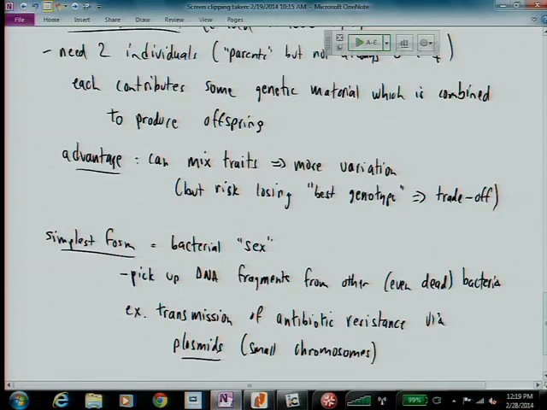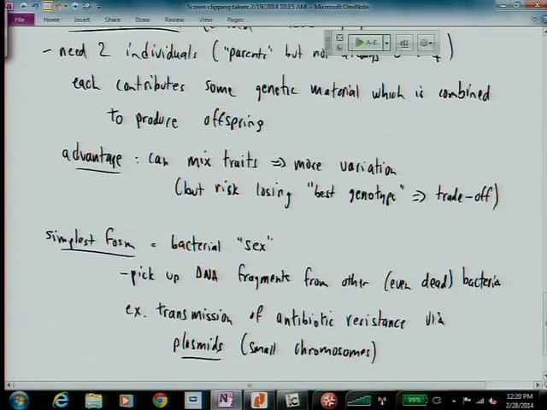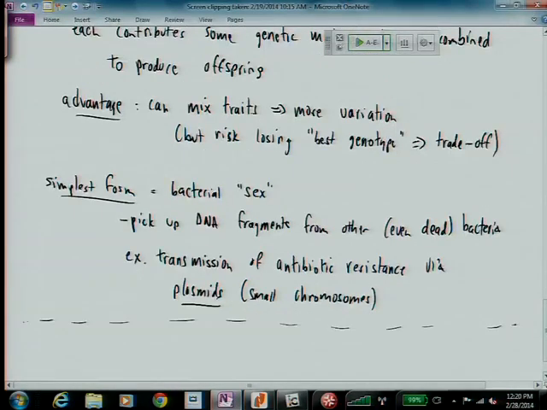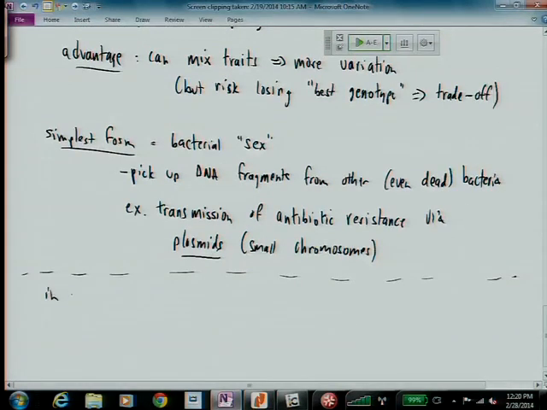And it is quite successful. It's not a full-scale cross. It's not like you get half your genes from your mom and half your genes from your dad. It's like you pick up a piece of DNA and you use it. Right? But it's sort of on the way towards more complicated sexual reproduction. All right. What I want to spend the rest of the day talking about is in eukaryotes.